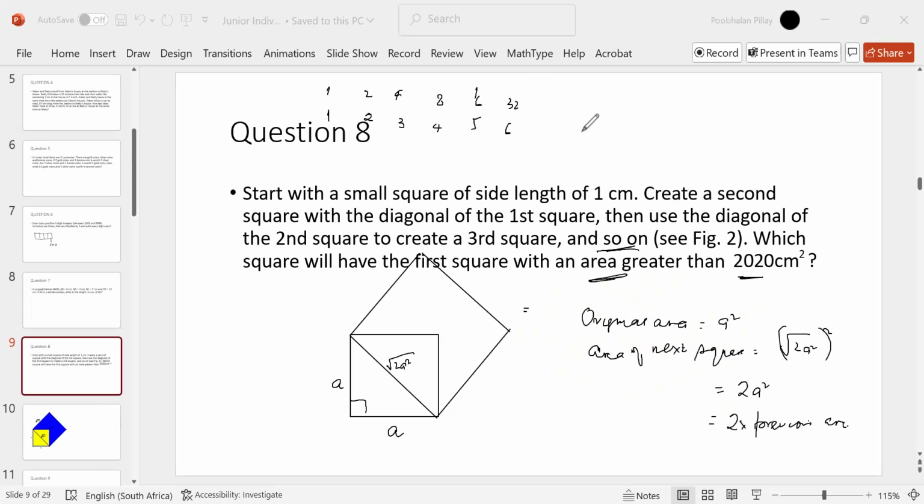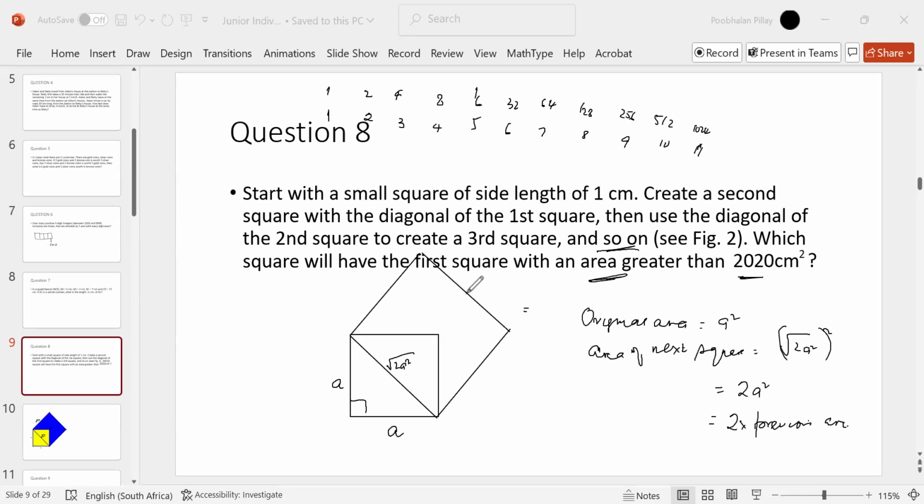I want to see when am I coming to 2020? The 7th is 64. The 8th one is 128. 9th one is 256. The 10th one is going quite fast. It's 512. 11th one is 1024. And then the next one is 2048. And that's the area which is greater than this.